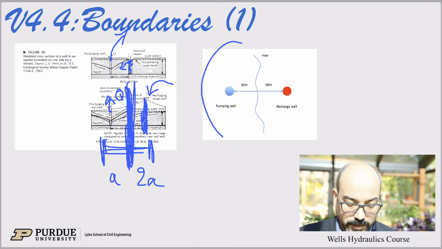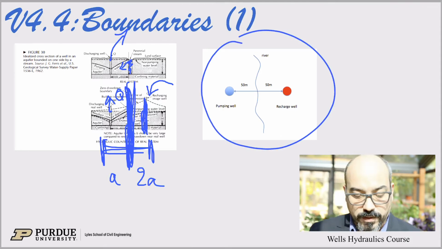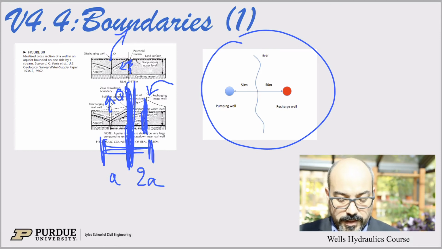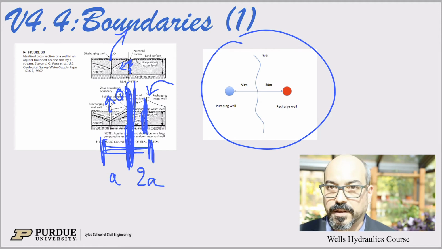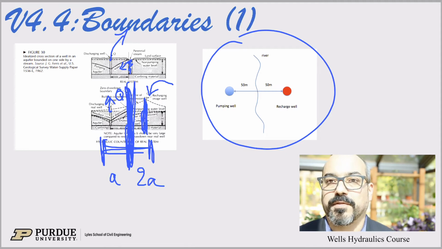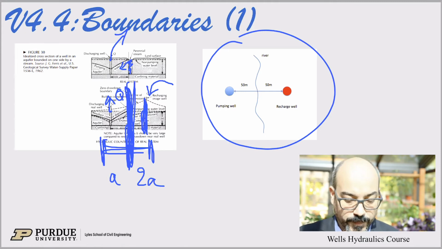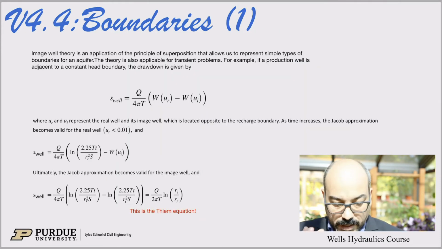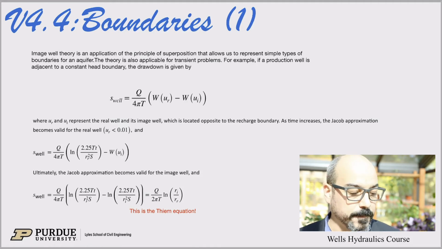So here's a little graphic representation of this. If we have a river in the middle and we have a pumping well 50 meters from our river, we add another, imaginary well, 50 meters on the other side, and that would be a recharge well to account for the fact that this boundary is a recharge boundary. It's providing water to the system. The image well theory is an application of the principle of superposition, and it allows us to represent simple types of boundaries for an aquifer.